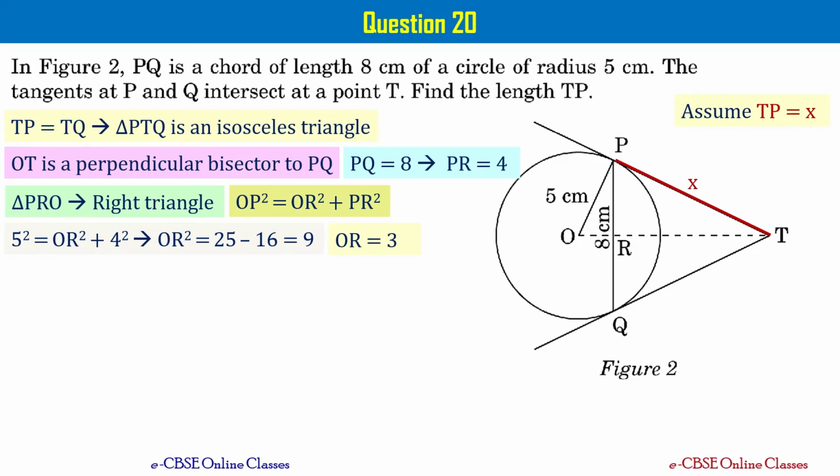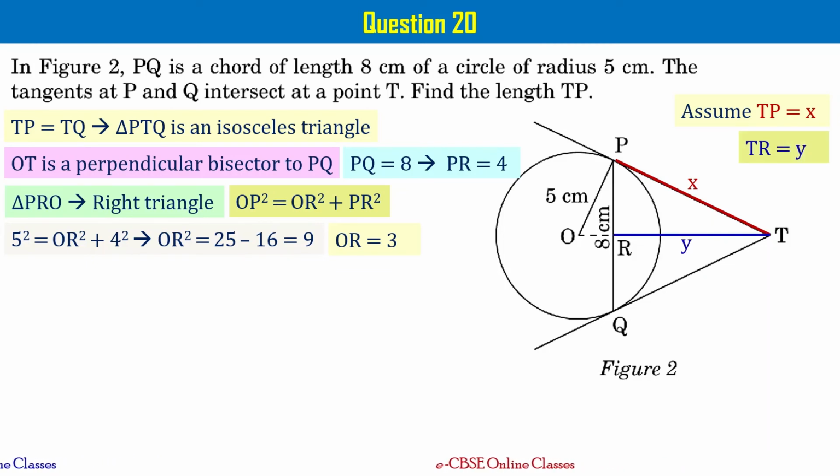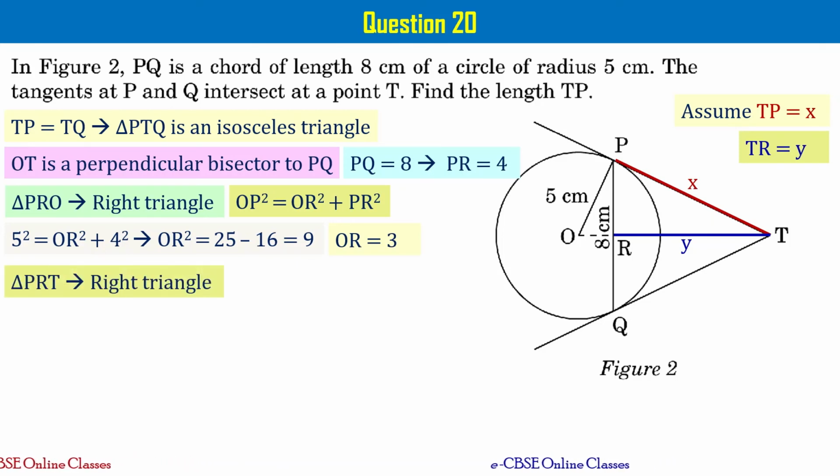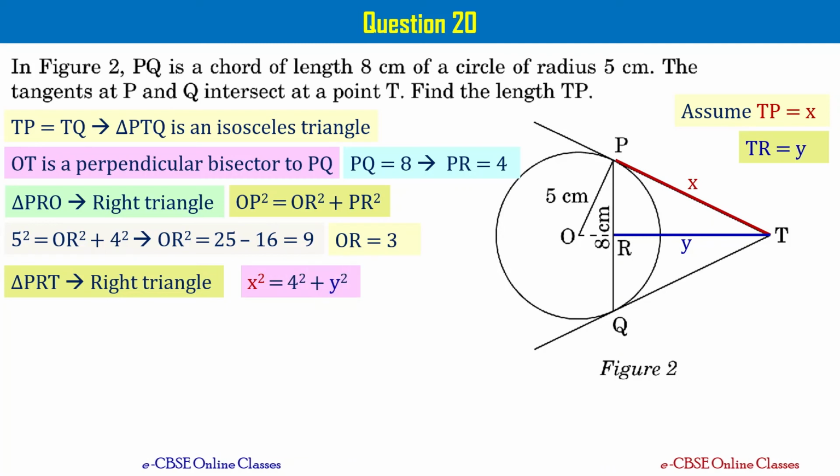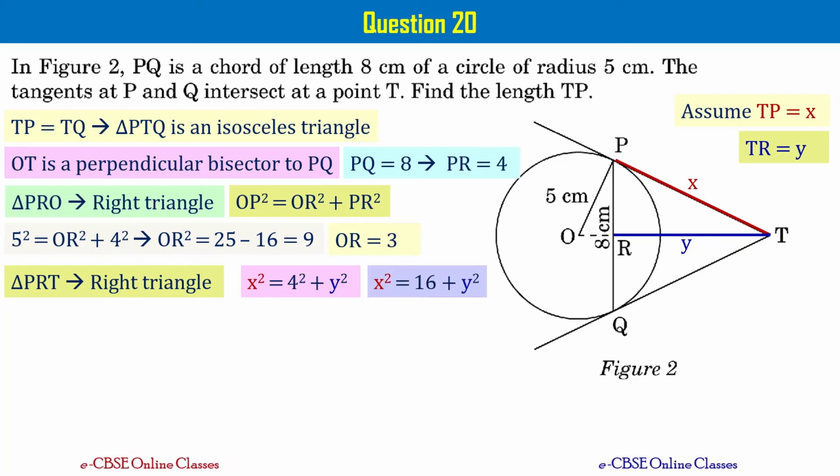TP equals X centimeters and TR equals Y centimeters. I have shown these two lines using red and blue lines respectively, right? When you observe the figure, you can say that triangle PRT is a right triangle, for which PT is the hypotenuse, that is equal to X. So using the Pythagoras theorem, we can say that X square equals 4 square plus Y square. When you simplify it, you can write it as X square equals 16 plus Y square.